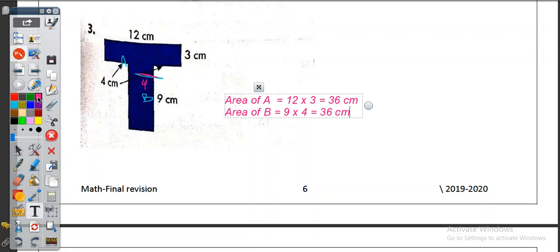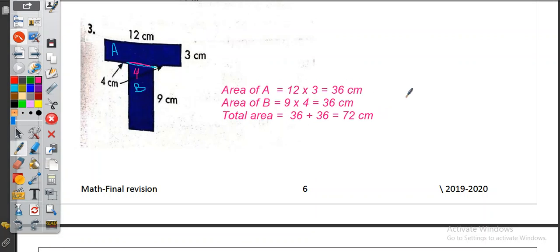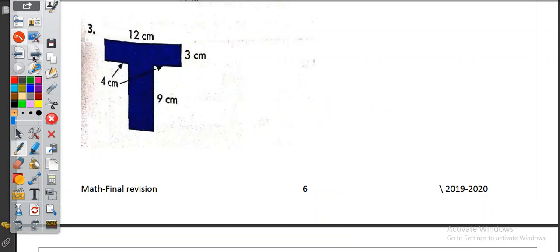squared centimeters. So the total area is 36 plus 36, which is 72 squared centimeters. And here you are, squared centimeters. Okay, let's move on to the next page.